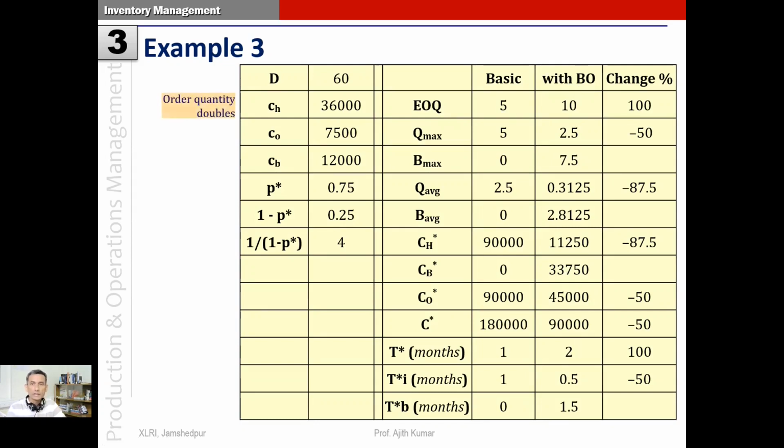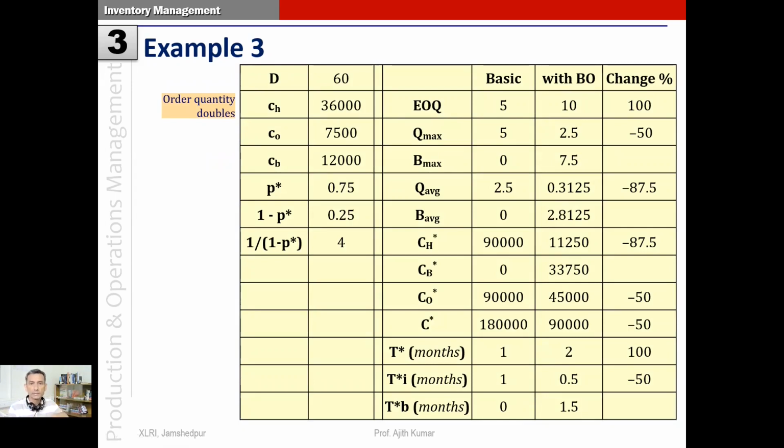Okay, so we see that the order quantity essentially doubles. It goes from 5 to 10. So if you switch from the basic EOQ model to the back ordering model, the order quantity increases, and here you can see it's doubling. We saw that in the gradual replenishment model too, it was increasing. So it increases. The maximum inventory level reached now comes down.